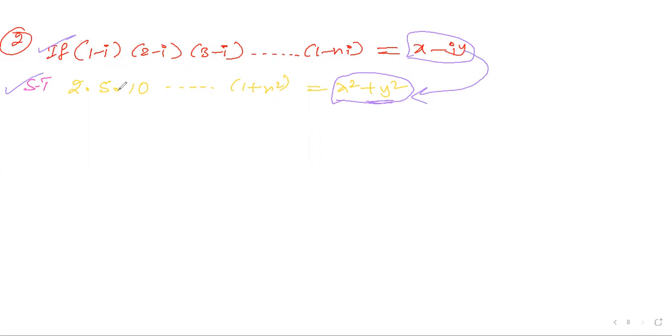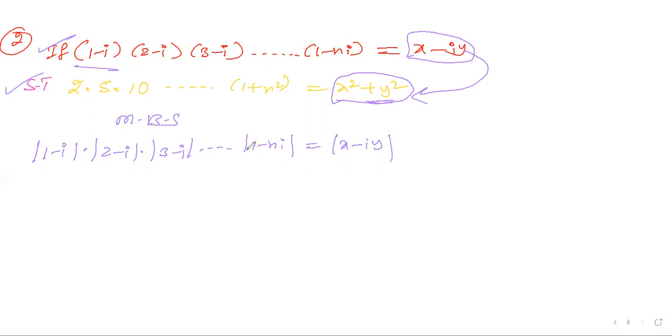So first of all, I need to take the modulus on both sides. Modulus on both sides means we can write: modulus of (1 minus i) into modulus of (2 minus i) into modulus of (3 minus i) up to modulus of (1 minus ni) is equal to modulus of (x minus iy). Clear?